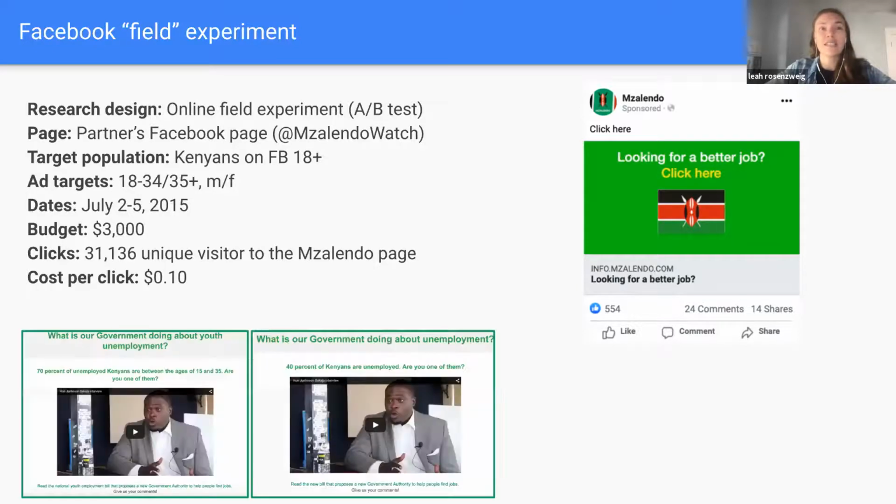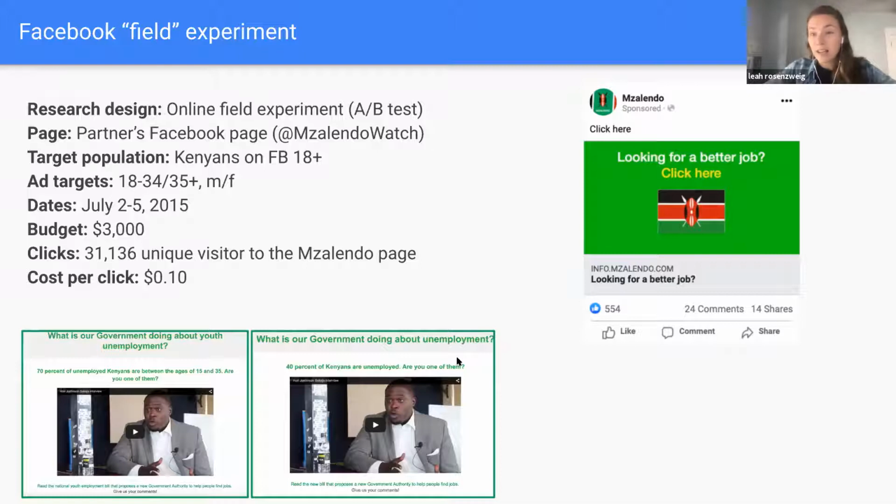So what it looks like is, people saw this ad on Facebook, and we targeted Kenyans on Facebook 18 and over. We had 4 different ads targeting 2 different age groups, and then men and women. So it was crossed across these 2 subgroups. Once people clicked on the ad, they were sent to one of 2 website looks. It was the same video of an MP talking about an unemployment bill he was sponsoring in Parliament, but either it was framed as targeting youth in particular, or just talking about unemployment more generally. And this was related to the research questions the partner had at the time.